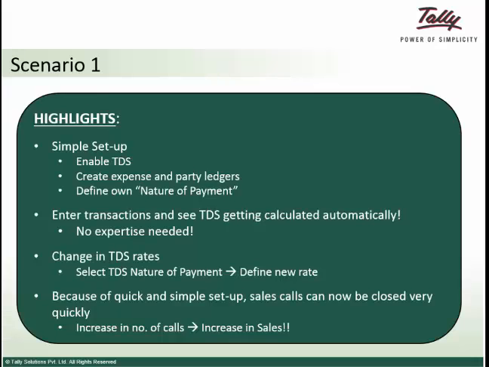As you have seen in the demo, setting up TDS in Tally.ERP 9 release 5.0 is no more tedious. All you need to do is simply enable TDS from F11 features, create normal expense and party ledgers, and record transactions. When creating expense ledgers, you can now create your own nature of payment. Set the TDS applicability rates and exemption limits. This means if the TDS rate changes, users can simply select the appropriate nature of payment and set the new rate. There is absolutely no need to wait for Tally Solutions to provide a stat release.